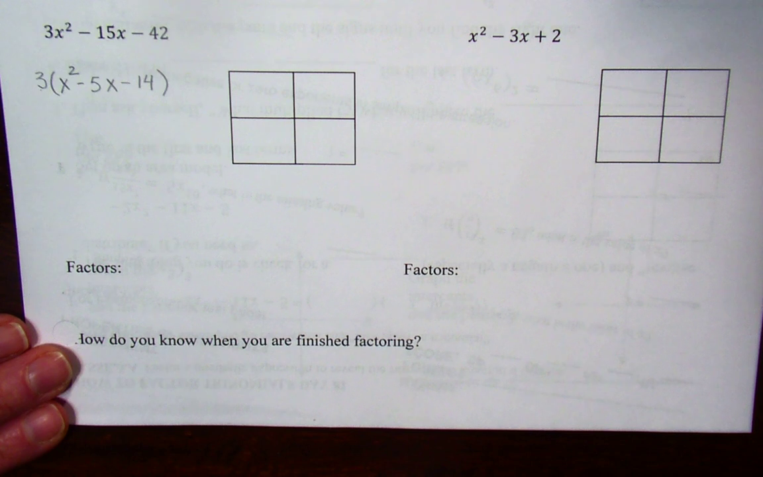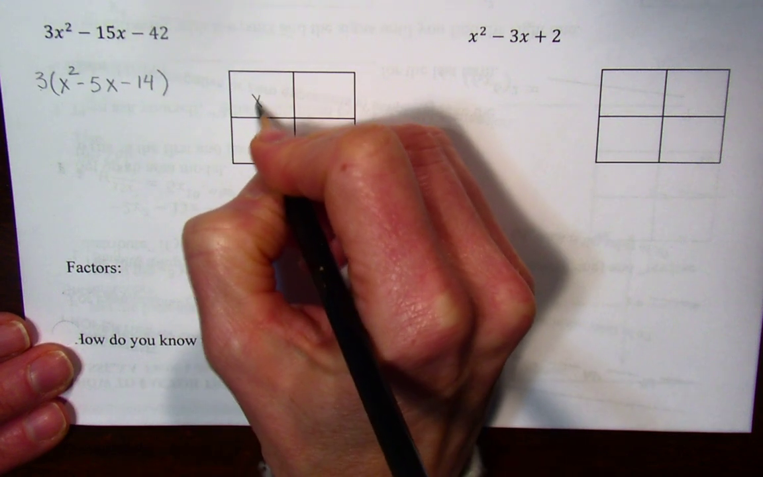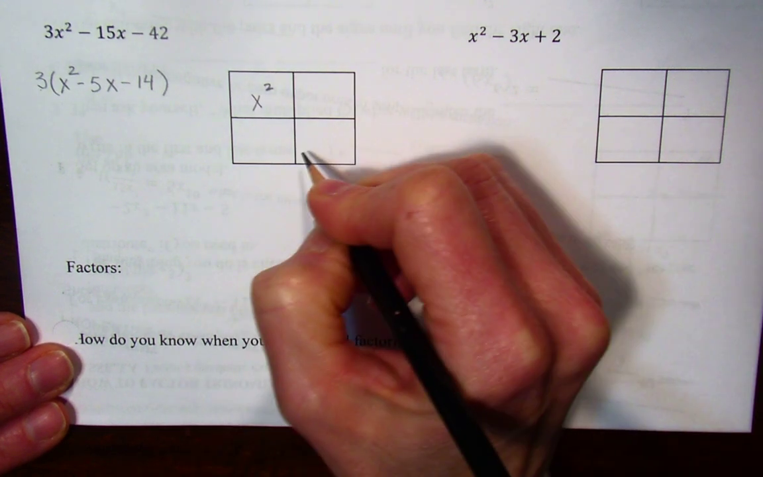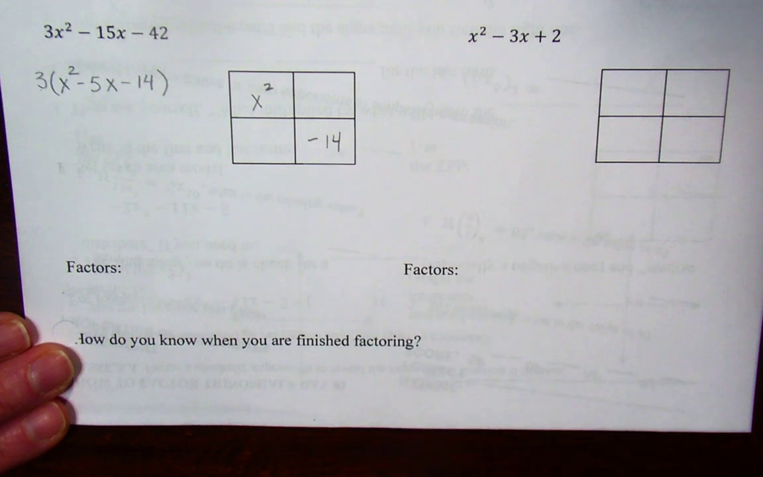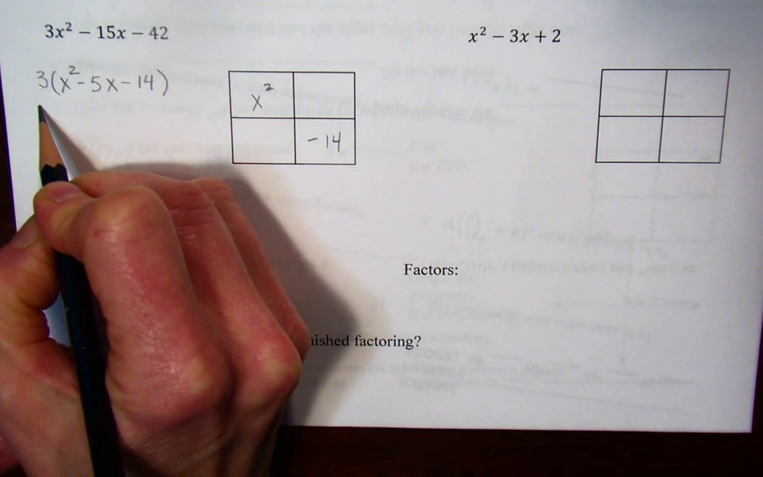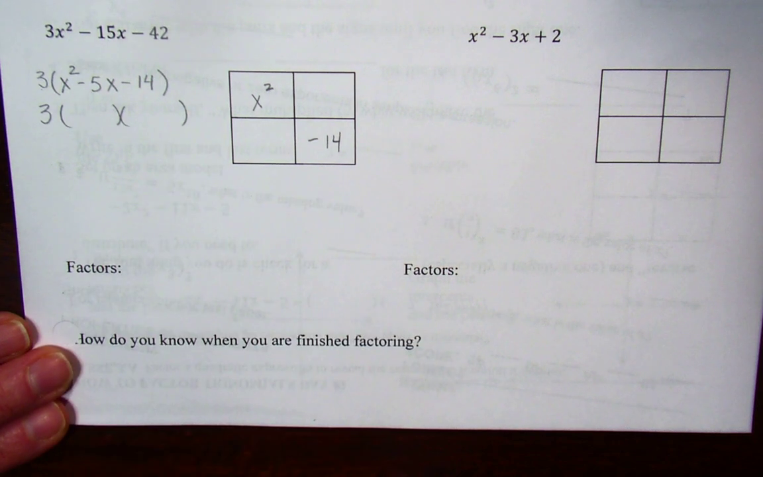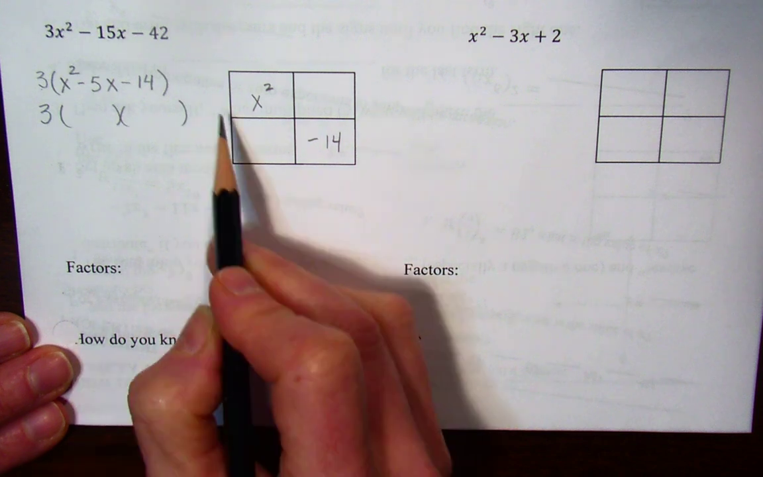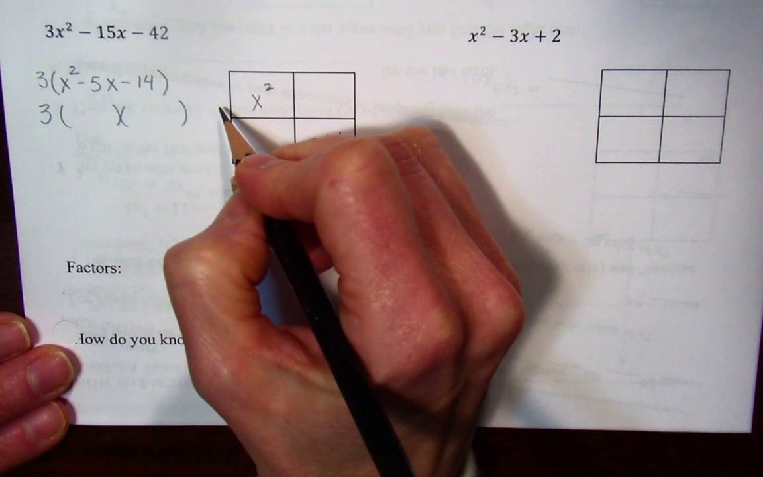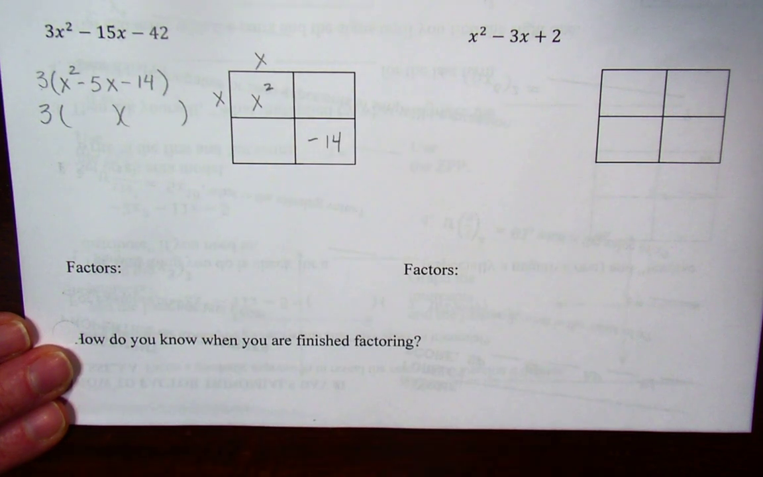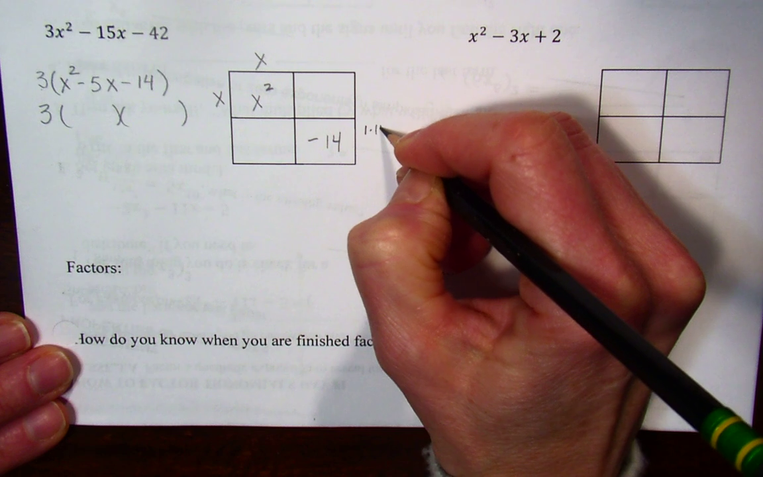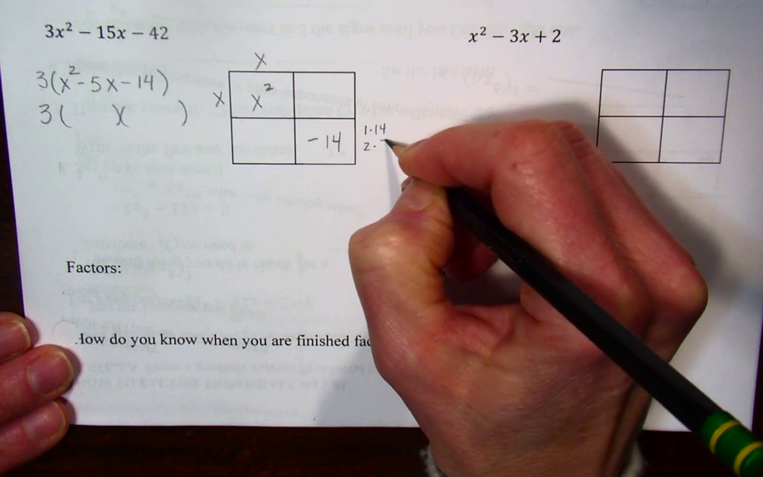The next step is to set up an area model. So I put my first term here. I put my last term here. So 3 is still my GCF, and I'm trying to figure out what are the factors that will multiply together to make this trinomial. What times what makes the first term? Well, that's x times x. And then I ask myself, what are the factor pairs for the last term? Well, it could be 1 and 14, or it could be 2 and 7.